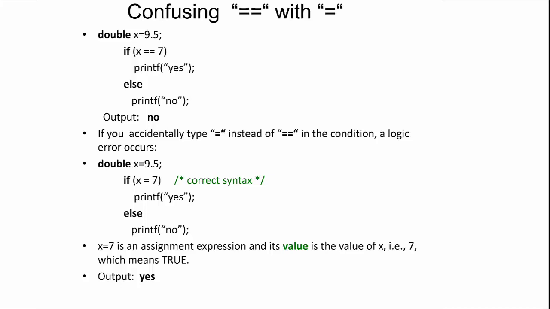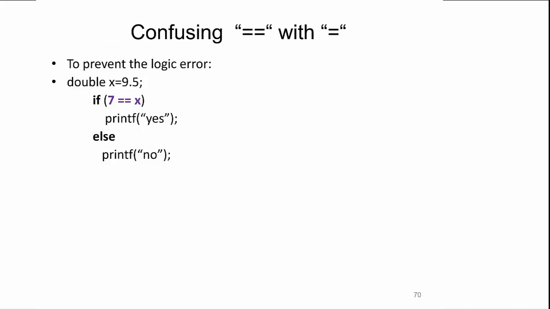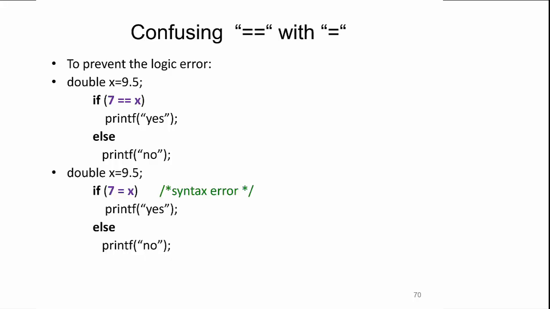Exactly, thank you. So start with the immediate value. If you say 7 equal x, this is no longer a valid assignment operator because you can't put something into an immediate value. And in this case, if you forget one of the equals, it will give you a syntax error. Good. So if you do something like this, definitely if you forget and write 7 equal x, you will have a syntax error. Good.